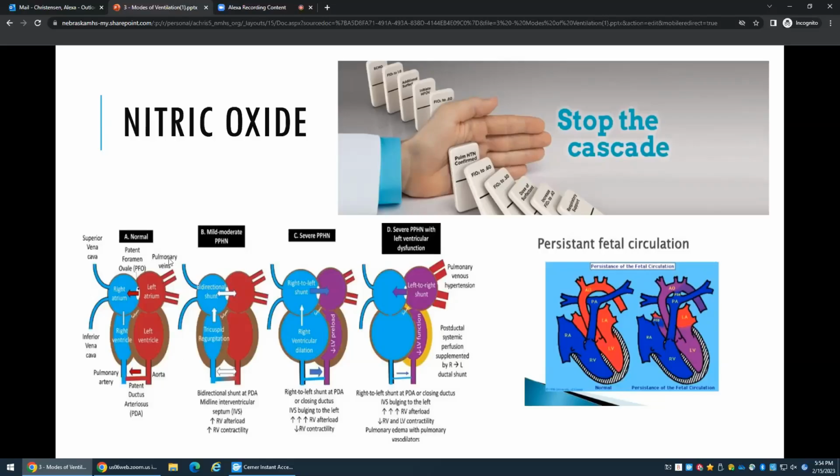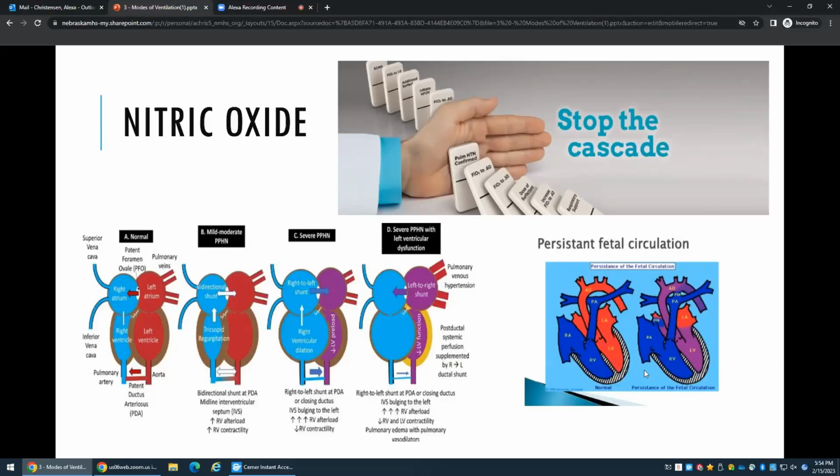Again, this is what normal anatomy and blood flow after a baby is born looks like. And this is what you have with severe PPHN. You want blue and red blood, and here all we have is blue and purple. So nothing is oxygenated. Same thing here, persistent fetal circulation.